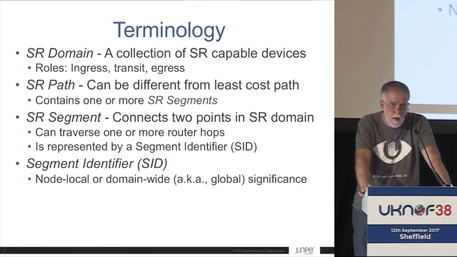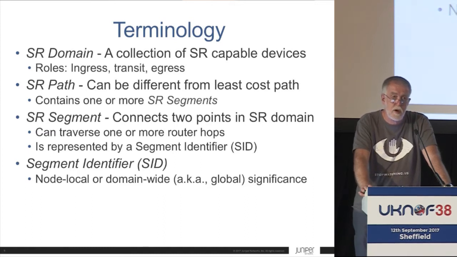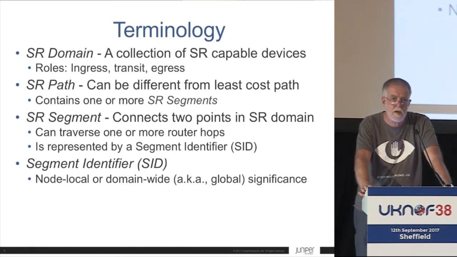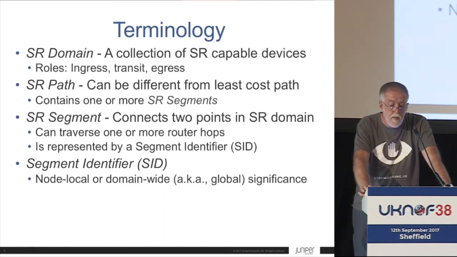Okay, so that's background. Now moving into details a little bit, there are 4 key terms. The segment routing domain is simply a collection of routers that can do segment routing, and unsurprisingly, ingress, transit, and egress. And what might a domain be in reality? It's probably an IGP domain, so an area. An SR path is a path through the network that is different or potentially different from the least cost path.